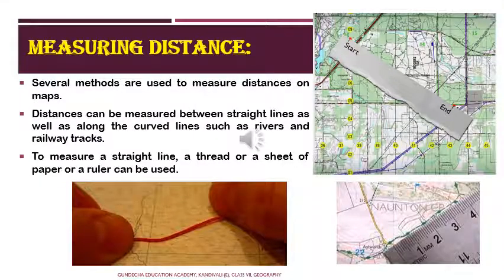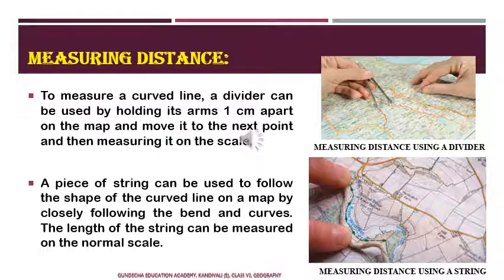Now, how do we measure the distance on a map? Let's find out. Several methods are used to measure the direct and the indirect distances on maps. Distances can be measured between straight lines as well as along curved lines such as rivers and railway tracks, etc. In order to measure a straight line, that means direct distance, a thread or a sheet of paper or a ruler can be used. To measure a curved line, that means indirect distance, a divider or a string can be used.